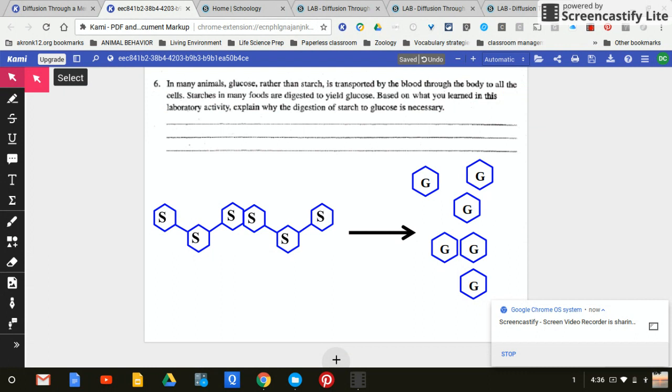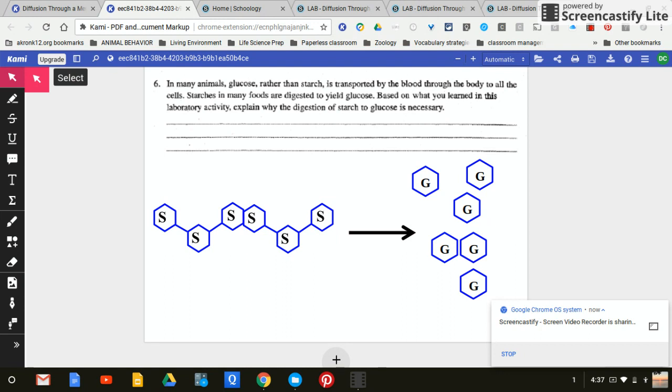Last question. In many animals, glucose rather than starch is transported by the blood through the body to all the cells. Starches in many foods are digested to yield glucose, and that means it's broken down to make glucose, or to turn it from the big structure to the little one. Based on what you learned in the lab activity, explain why the digestion of starch is necessary. Think about the size. Think about my red beads and the white beads. Starch is a very large molecule, and glucose is pretty small. So think about those qualities as you answer this question.